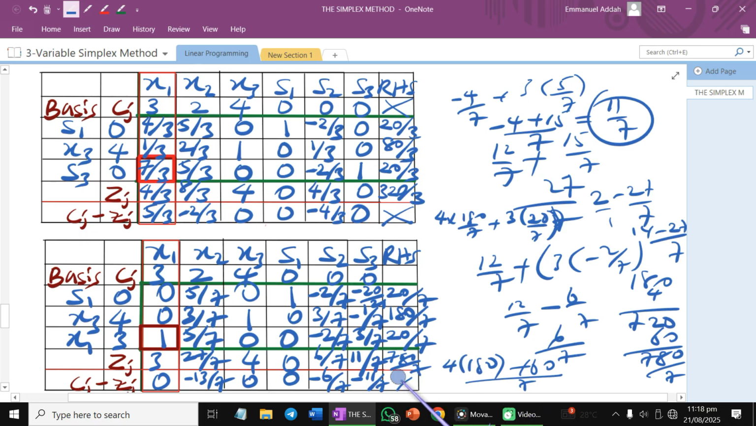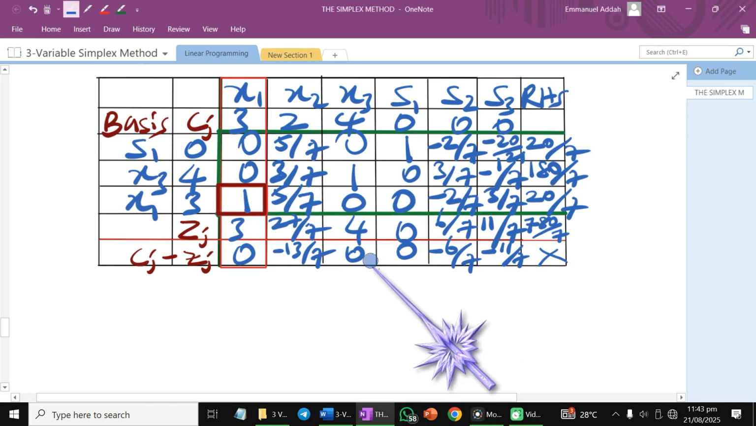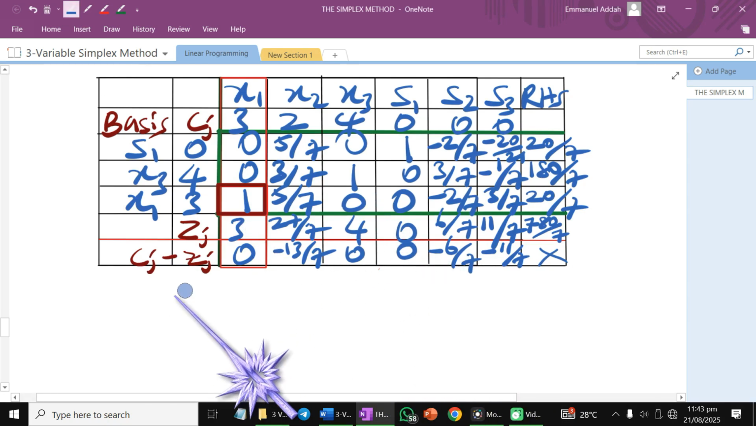So here you don't do anything to this point. If we check the Cj minus Zj, none of them is above 0. They are all negative and zeros. Therefore, our tableau is optimal. From here, our x3 is equal to 180 over 7, and our x1 is equal to 20 over 7. Since we have our optimal solution here, we can now write out the solution.